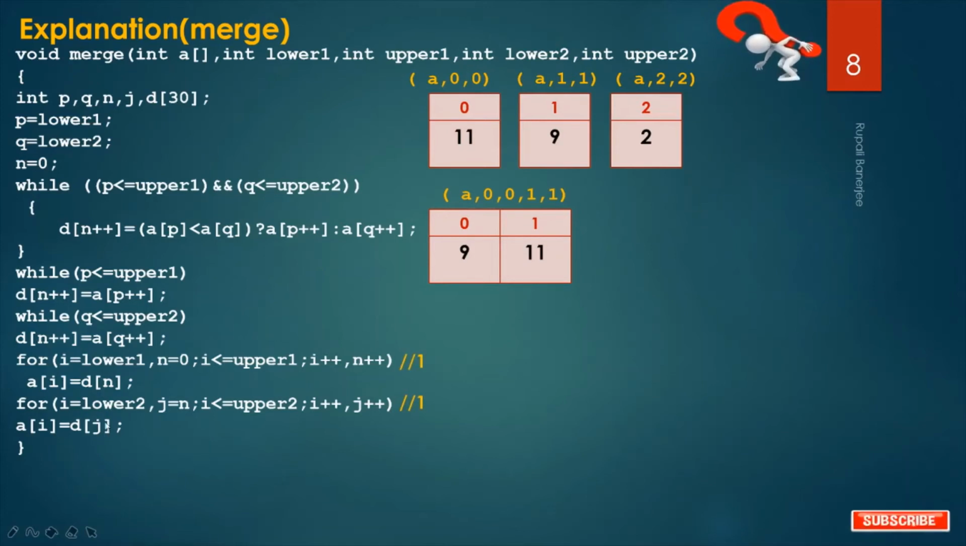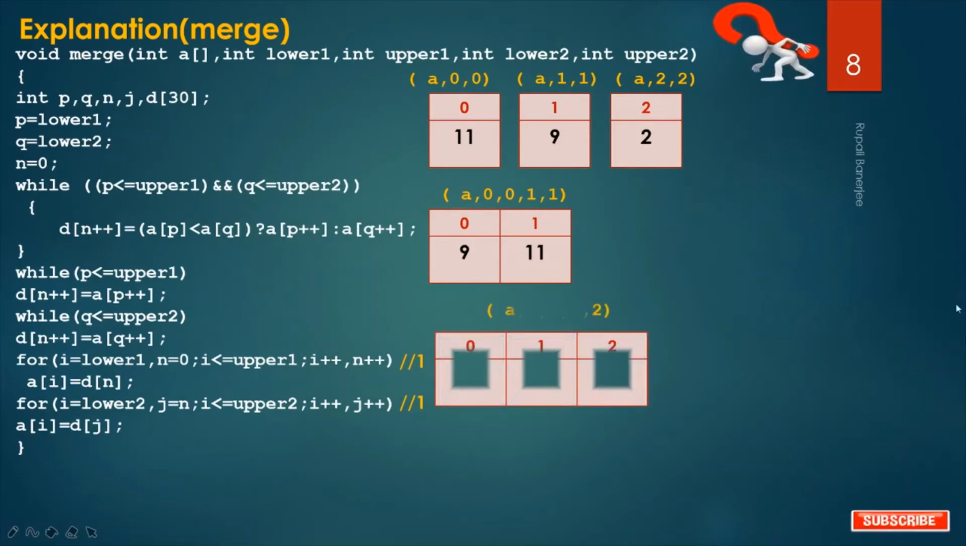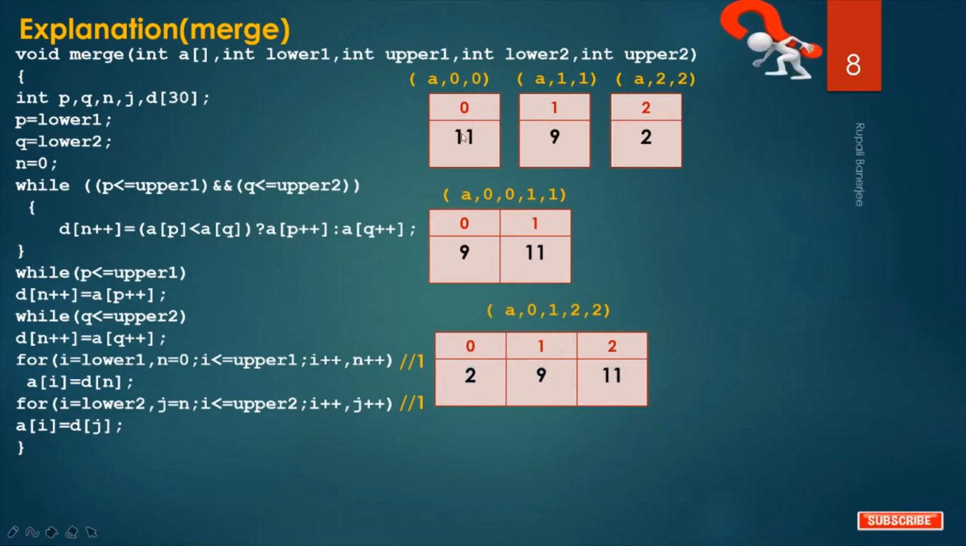And after executing these two loops, I get this array of two elements. Now I have to join it with this part also. So what you have to do? Again call the function merge, passing the values. Lower 1 means 0, upper 1 is 1, lower 2 is 2, upper 2 is 2. So I repeat: lower 1 is 0, upper 1 is 1, lower 2 is 2, upper 2 is 2.